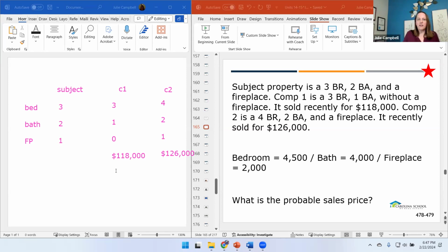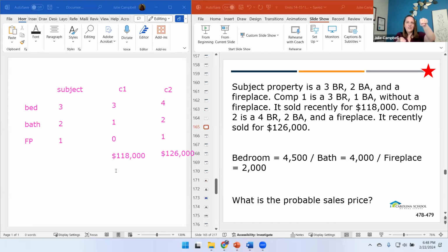We always study a comp to the subject. And remember, we're only making adjustments to the comp. So my subject property has 3 bedrooms. Comp 1 has 3 bedrooms. Do we have any adjustments to make? No, we're good there, aren't we? My subject property has 2 bathrooms. Comp 1 has 1. Do I have an adjustment to make?